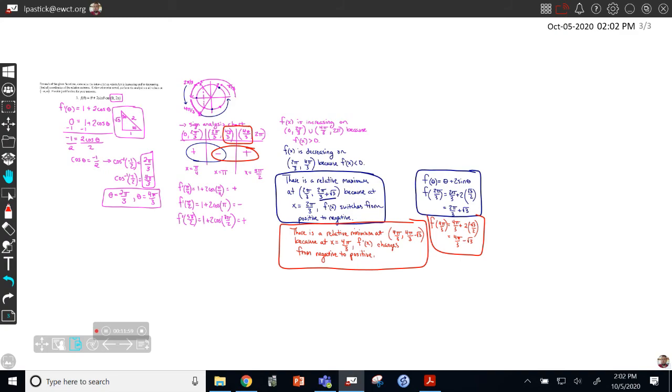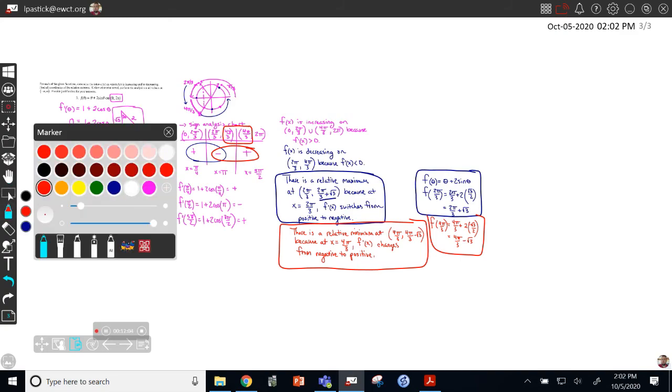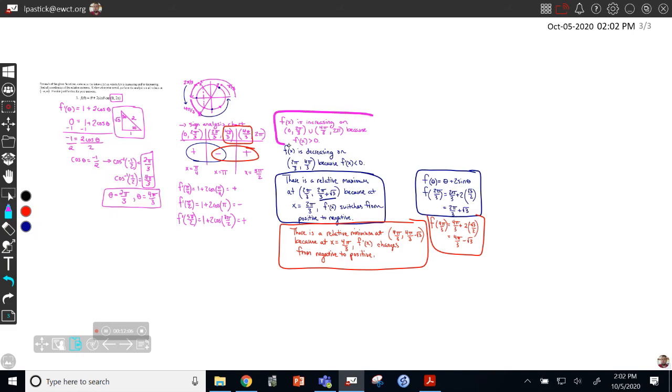We determined the intervals of increasing and decreasing right here. So increasing, we determined right here. Decreasing, we determined right here. And then we found the exact coordinates of the relative maximum and the relative minimum. There's got to be a sign change in one direction or another for those two things to happen.